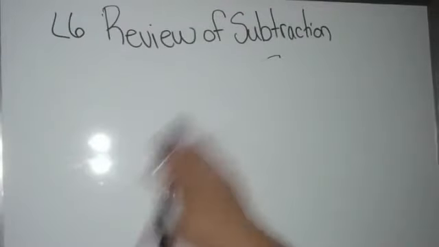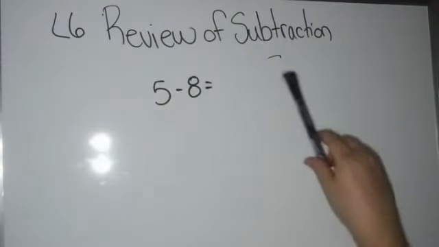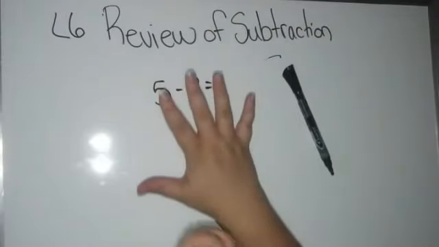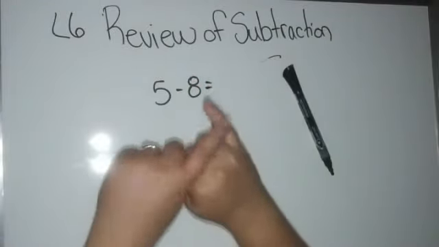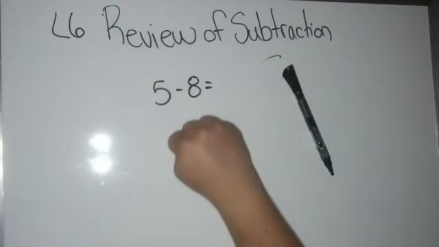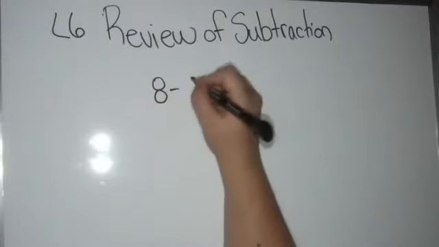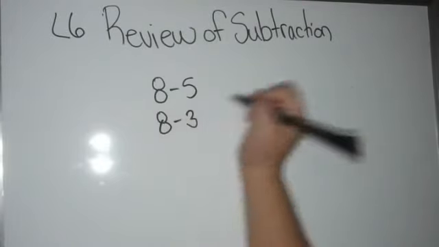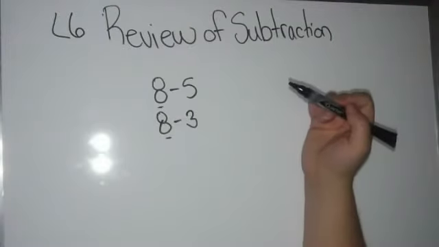Let's try. If I did 5 take away 8, I can't do it. If I have 5 fingers, I need to take 8 away. So 1, 2, 3, 4, 5. There's no 6, 7, 8. I am out of fingers before I get to 8, which means I can't take 8 away from 5 at this moment. I have to have the biggest number first. Always with subtraction, you are starting with the largest number.